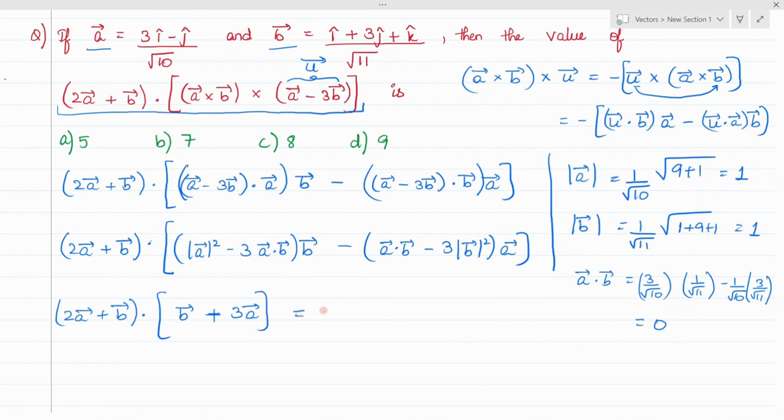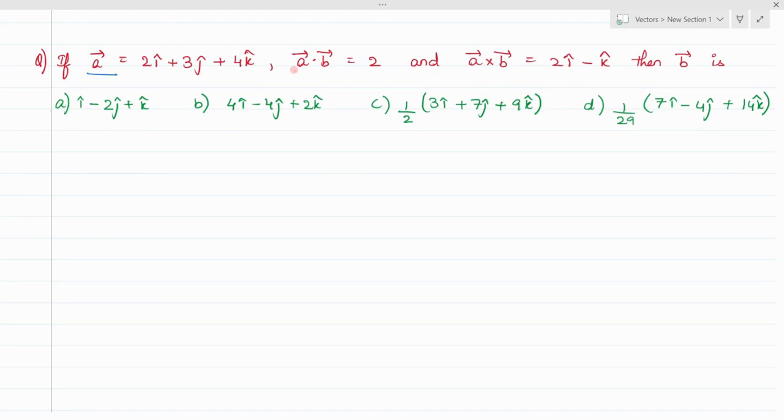Now just multiply this. You will get it as 2 times of A dot B plus 3, 2 3s are 6, mod A square plus mod B square plus 3 times of mod A dot B. Again, this A dot B is 0, this A dot B is 0. It becomes 6 plus 1, 7. So 7 is the required answer to this question.